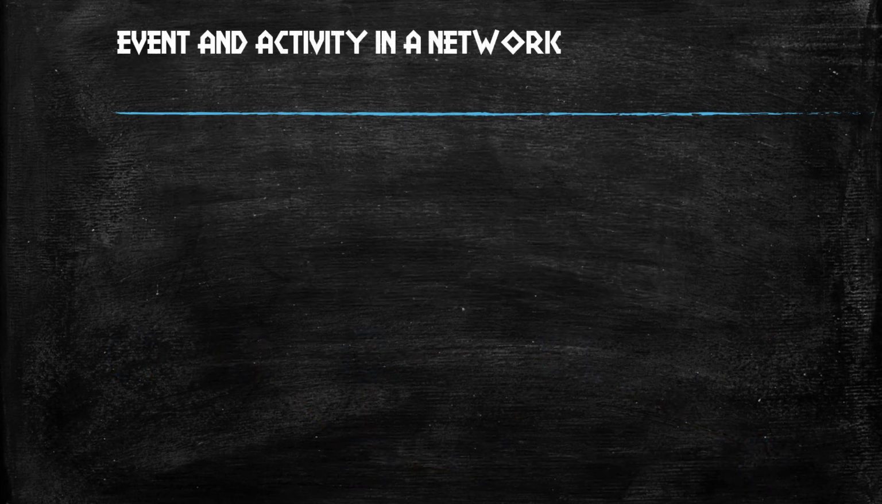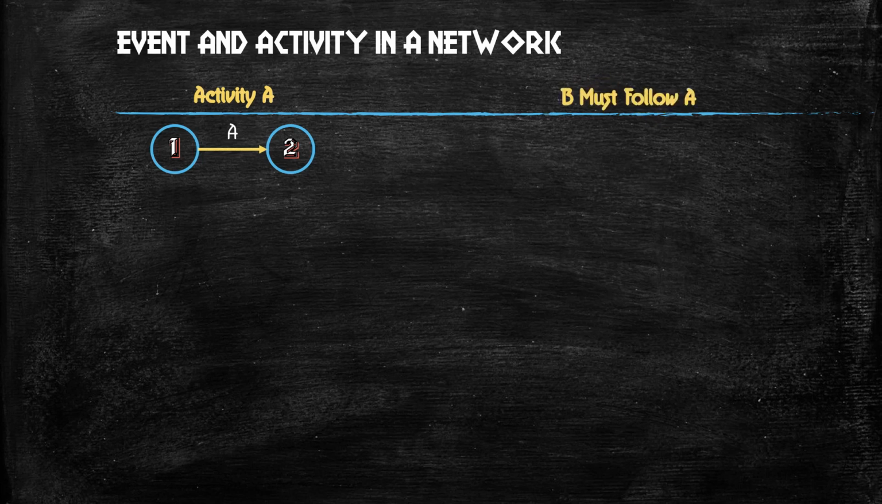Events and activities in a network diagram. So we have separately seen event and we have separately seen activity. So how does this have to appear? First, activity A, if a single activity. How does it have to appear? Activity A means from one circle to another circle. Next, B must follow A. B must follow A means activity B is following the activity A. How should it appear? A is completing at a circle. From that circle we will start B.